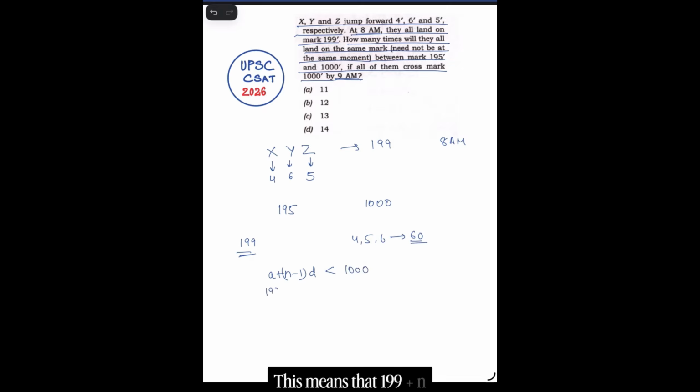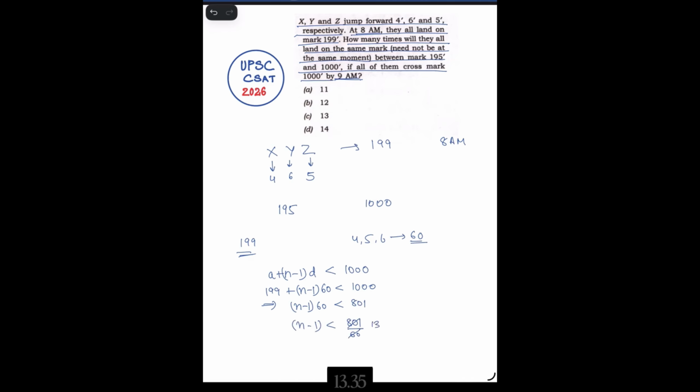This means that 199 plus n minus 1 into 60 should be less than 1000. This gives us n minus 1 into 60 should be less than 801. N minus 1 should be less than 801 by 60, which is equal to 13.35. N minus 1 should be less than 13.35. N should be less than 14.35. Since n is a whole number, n will be 14. So this means that the correct answer is option D.